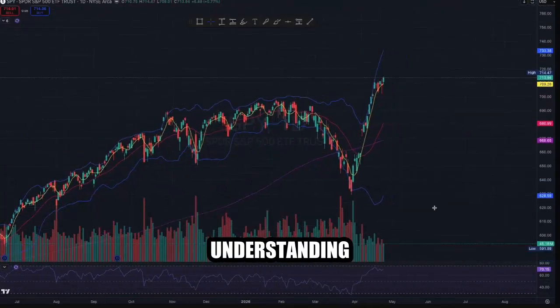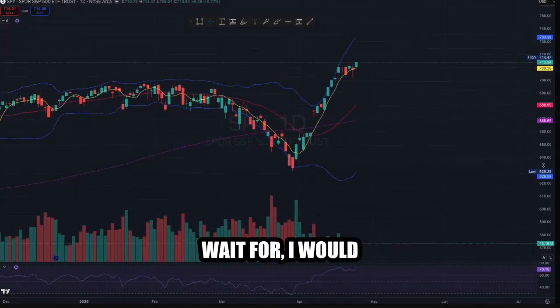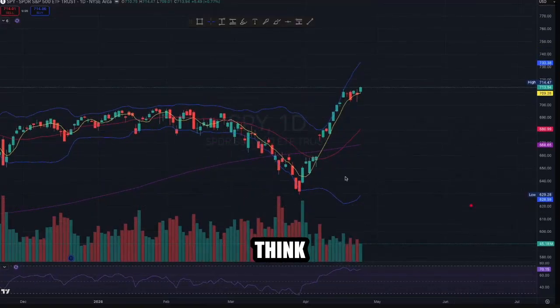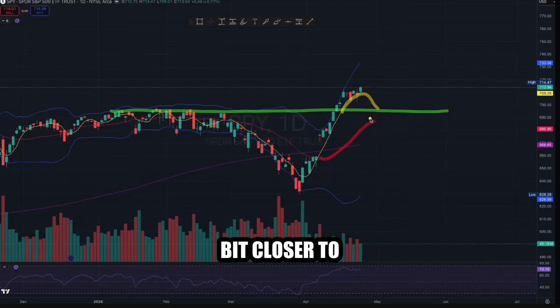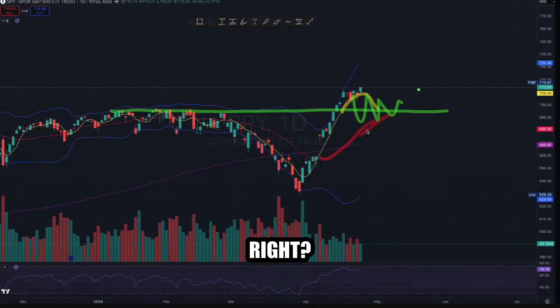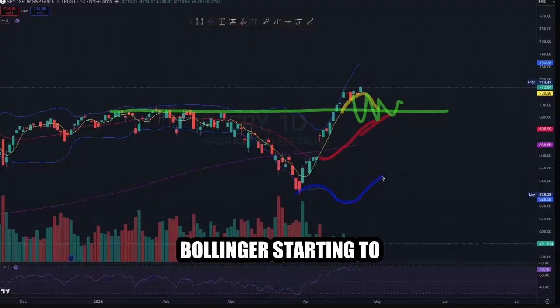So I want you to see the understanding of that, right? So wait for, I would think, the 20-day closer to where the upper Bollinger is, right? By then, I would think the 5-day will also trend a little bit closer to that before we start building more liquidity for a bigger move, right? And by then, you will see the bottom Bollinger starting to trend up.